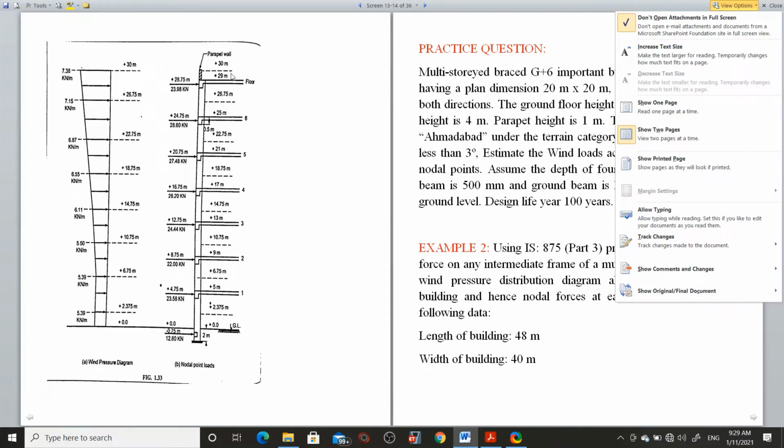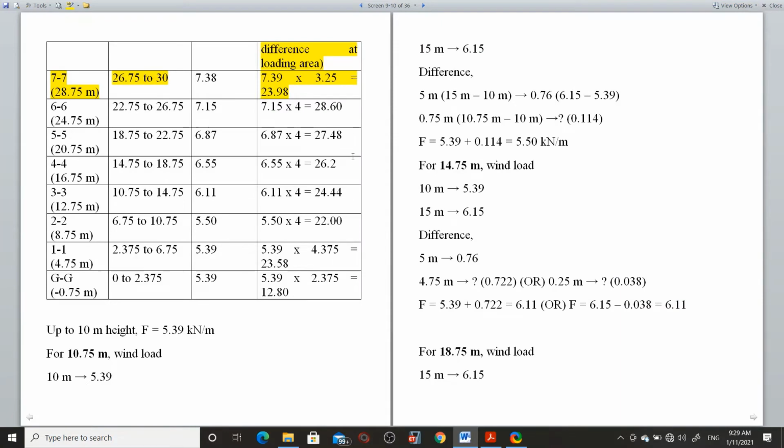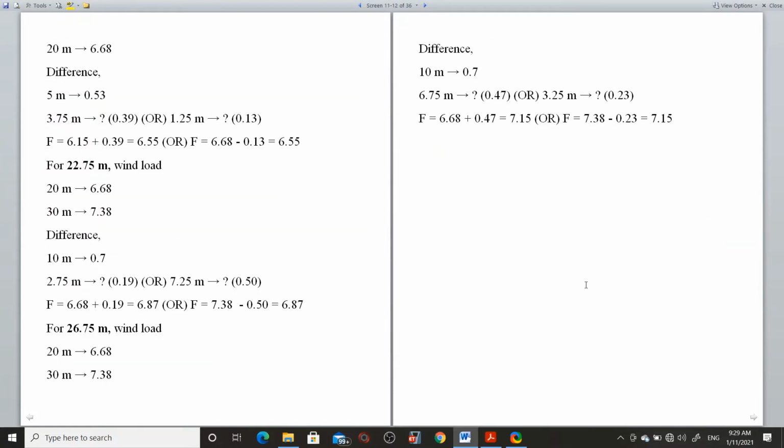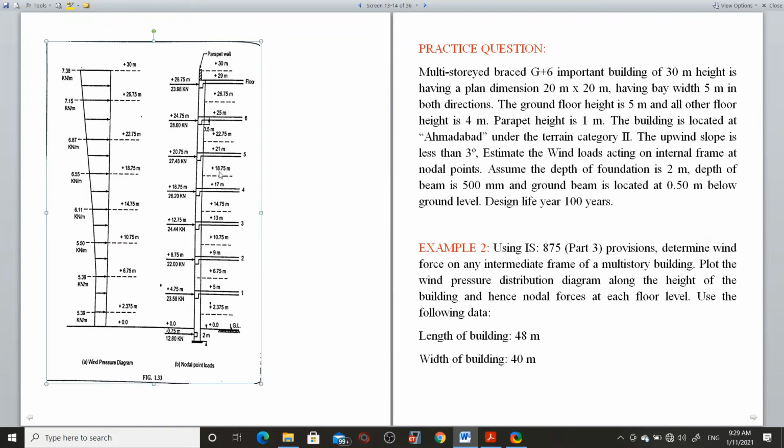So all the floor levels are fixed, but we need the center, because they say any node carries the wind load of half the height of the upper floor and half the height of the lower floor. So half the height from the upper floor and half the height from the lower floor. So first we have to find half the height. So 4.75, why this 4.75? It's the node point height, 5 meter minus half the beam depth of 500 mm.